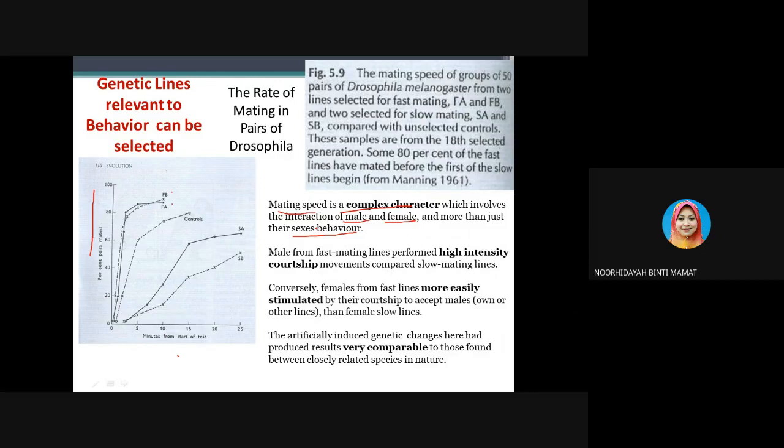And conversely, the females from the first line are more easily stimulated by courtship to accept any males, whether their own or from the other lines, than the females in the slow lines. So the artificially induced genetic changes here have produced results very comparable to those found between closely related species in nature.